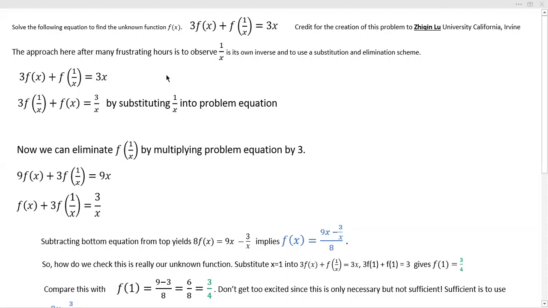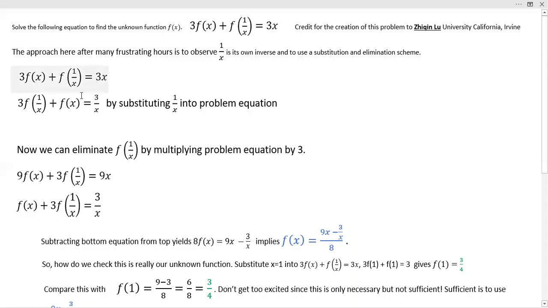But the idea behind this, and this is the problem function right here that I've highlighted, that is the problem equation, all right? And we're trying to find f of x. Now, it's a simple fact, but what really makes this thing fly is that 1 over x is its own inverse. In other words, the reciprocal of a reciprocal is the number itself, right? So that simple arithmetic truth is what makes this thing fly.